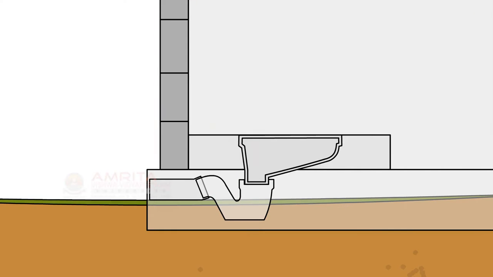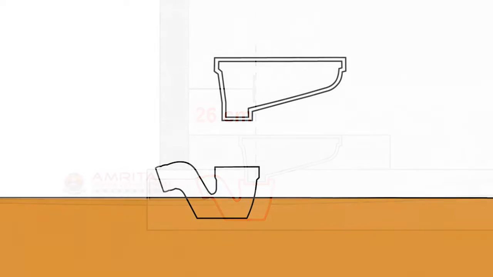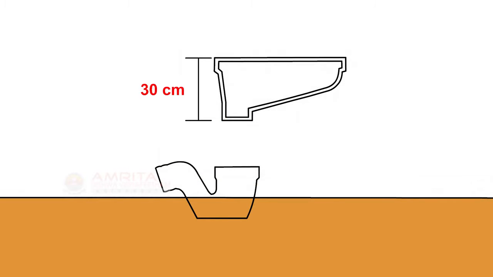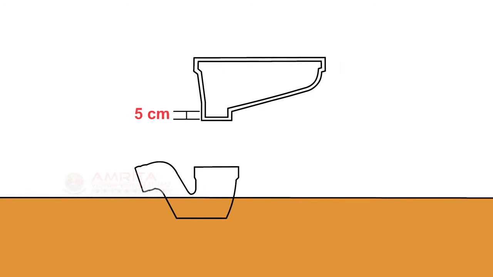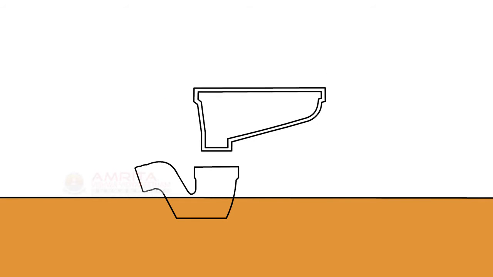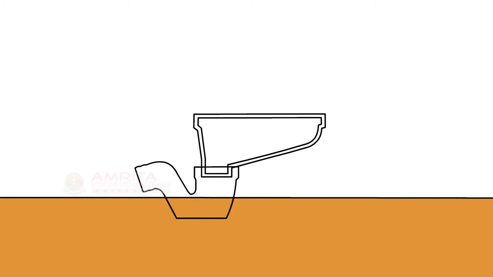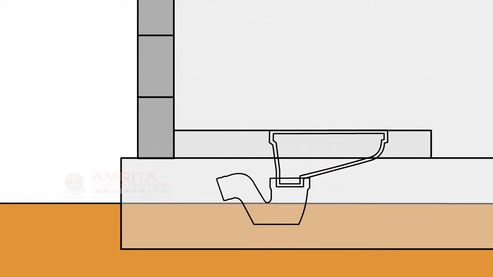As per our plan, the P-trap should be installed 26 centimeters away from the wall. The height of the toilet pan is 30 centimeters and the height of the P-trap is 15 centimeters. 5 centimeters of the toilet pan goes inside the P-trap, which makes the combined height of both P-trap and pan 40 centimeters. The foundation is 20 centimeters below the ground level and the basement is 20 centimeters above the ground level.